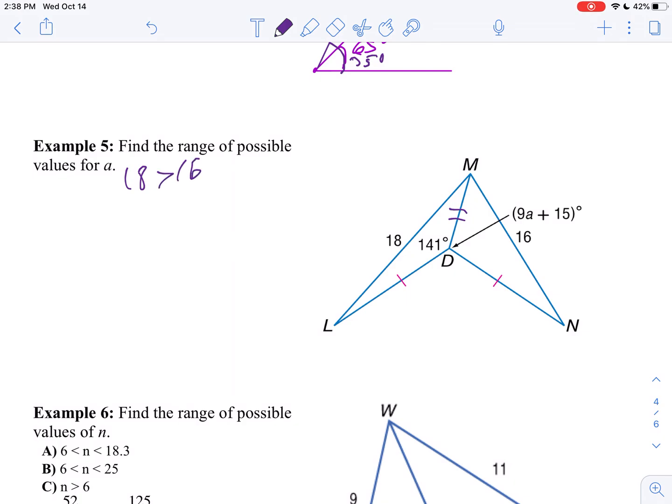So we're going to say 141 degrees, the angle opposite 18, is greater than the angle opposite 16, which is 9a plus 15. Now I always like to solve my inequality with a on the left side. So I'm going to flip my inequality. So I'm going to say 9a plus 15 is less than 141.